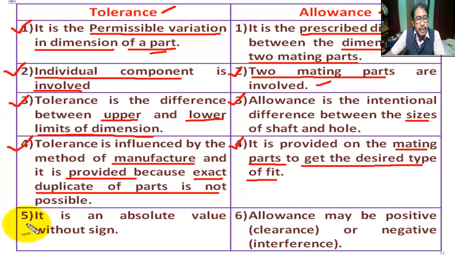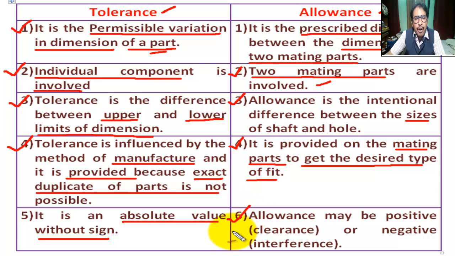Number 5, for tolerance. Tolerance is an absolute value without sign. The difference between the upper limit and lower limit is an absolute value, no negative or positive value. Okay.